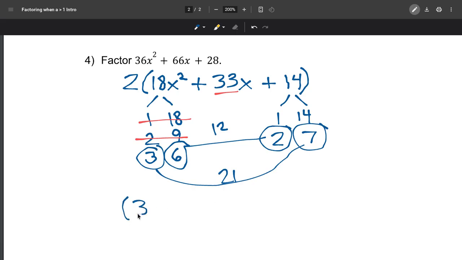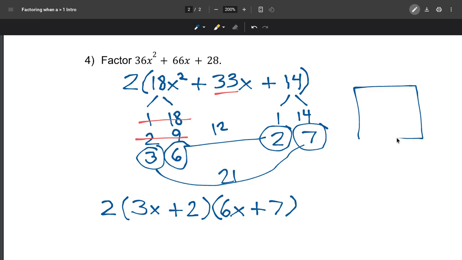So our factored form, we have a 3x. Remember, these are always the coefficients in front of x. And a 6x. And we want the 6 to multiply by 2, so we're going to put a plus 2 here. And the 3 to multiply by 7, so we're going to put plus 7 here. And remember, we have this 2 in front, so we've got to have that. Okay? So let's do the Punnett square, and we'll try and get this. And then if we multiply 2 through to check, we can really make sure.